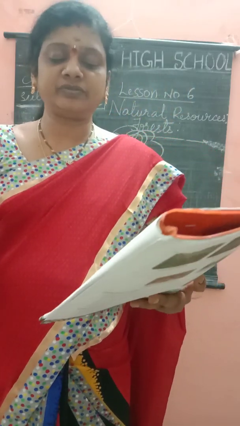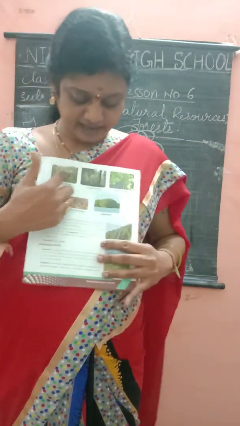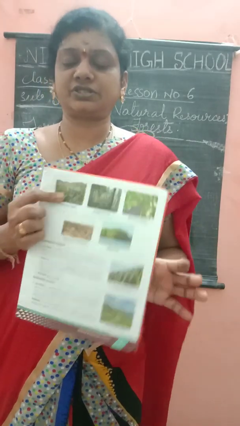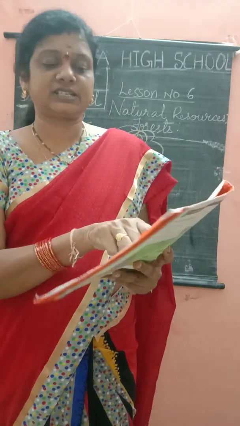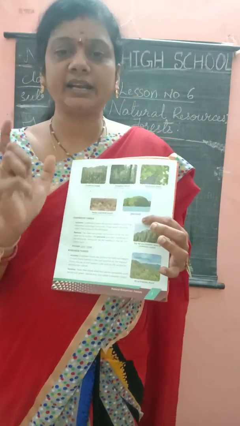The 5 main types of forest found in India are as follows. See page number 3, children. Here they have given the 5 types of forest found in India. The first one is coniferous forest, and the second one is evergreen forest. The next ones are deciduous forest, and thorny and scrub forest. Then tidal forests. These are the 5 main forests in our India.